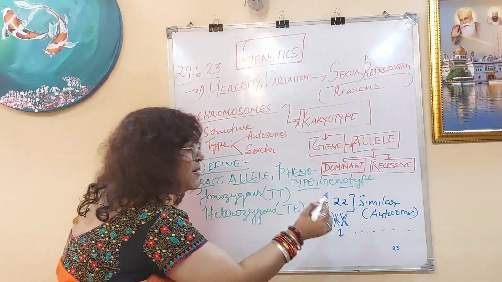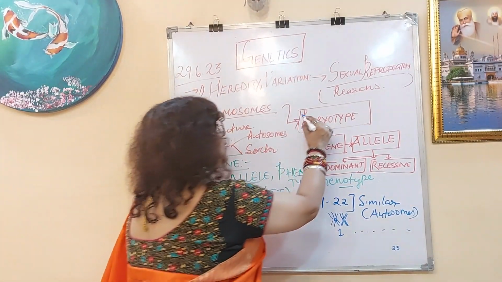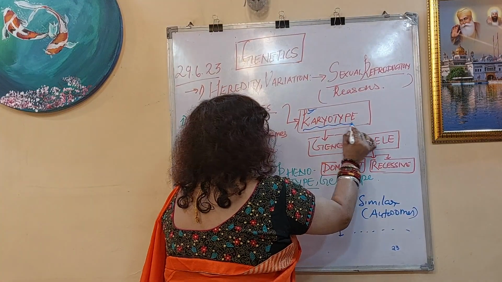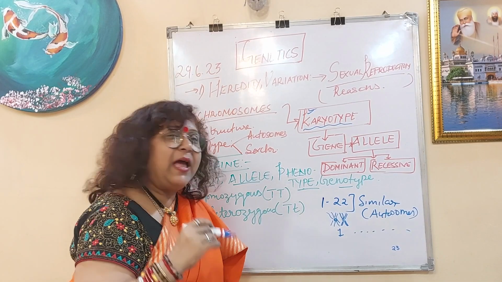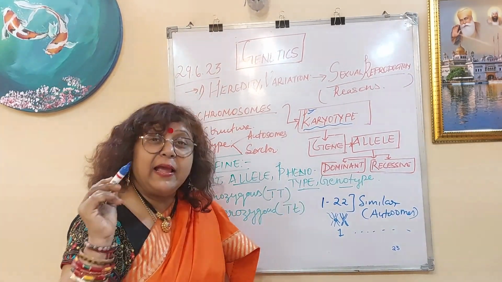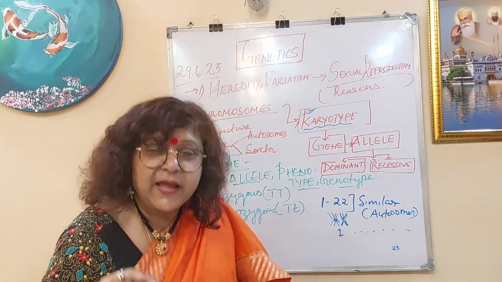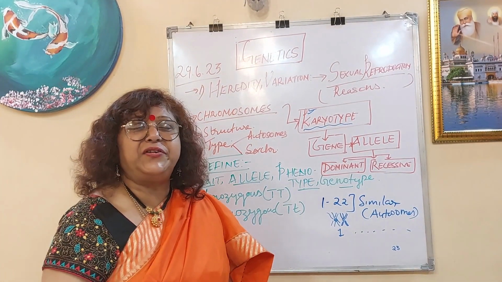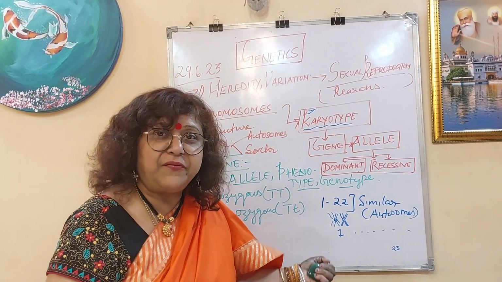This arrangement of chromosomes as per their shape and size is known by the word karyotype. Again they ask, what is karyotype? Arrangement of chromosomes as per their shape and size is called a karyotype, in which the first 22 are similar and are known as autosomes. They control the morphological features; they give all the external features to your body.